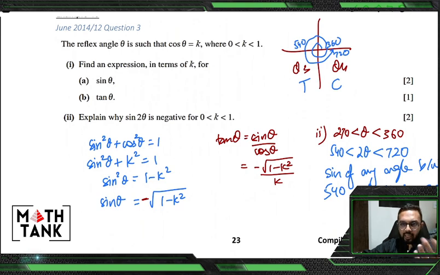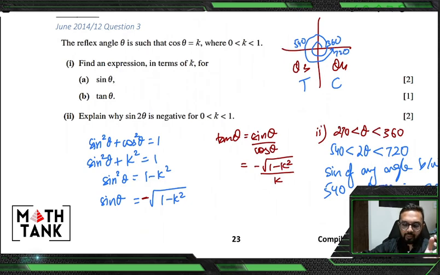So with a reflex angle, I know that it lies in the second, the third or the fourth quadrant, and it says cos theta equals k, where k is a positive number. So I'm absolutely sure that I'm talking about the fourth quadrant now, because cos theta is only positive in the fourth quadrant. Then there are various ways of doing this question as well.